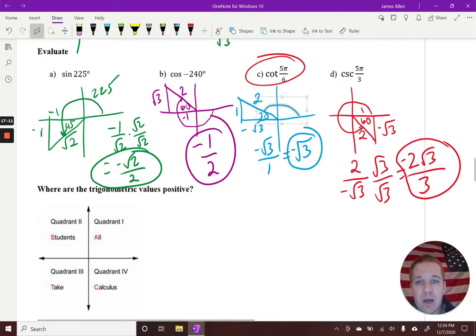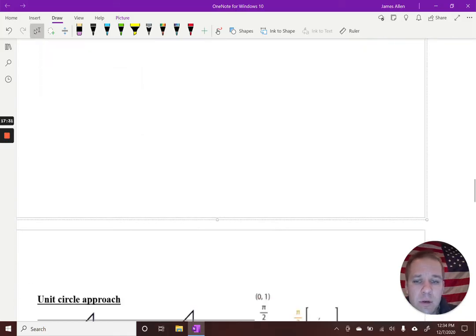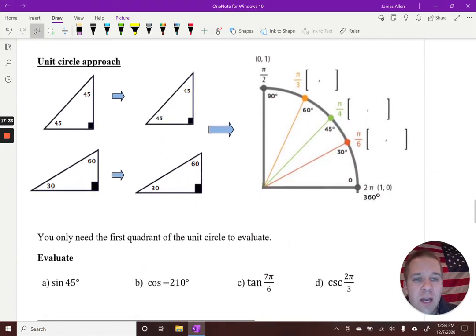Cool. Same with cosine of negative 240. I knew that was a 60-degree reference, so I know that it's going to be 1 over 2, but since it's in that second quadrant, only sine is positive, it needs to be negative 1/2. So you can break it down into 2 pieces if you so choose. That's often even more helpful in the unit circle approach, which we are getting to now.